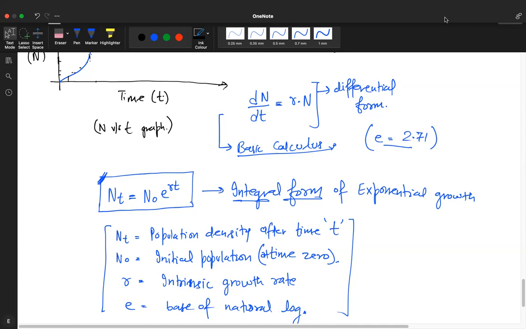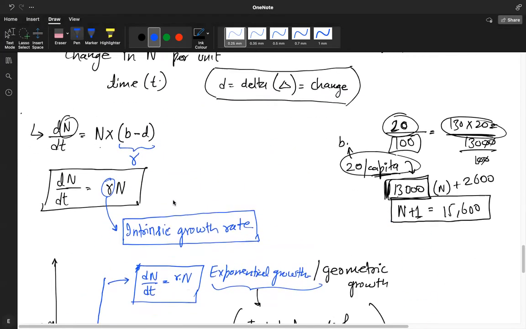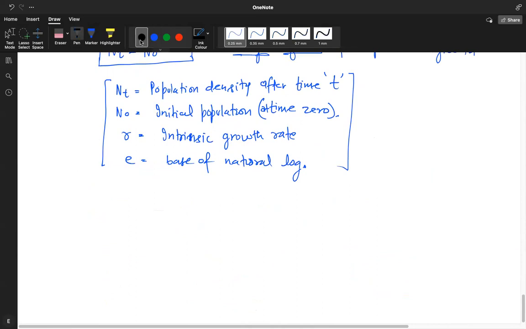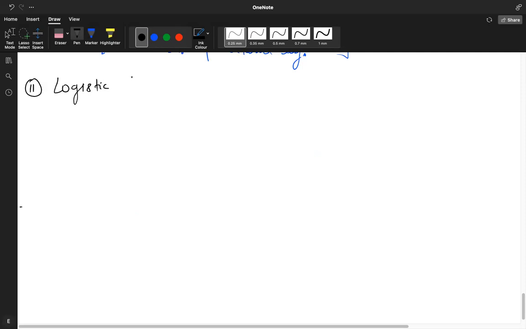So what kind of population growth do you normally see in nature then? In nature, things cannot continuously keep growing forever because there are checks and balances. And these checks and balances most often are the resource constraints. So hence there is another growth model, which is called the logistic growth model.